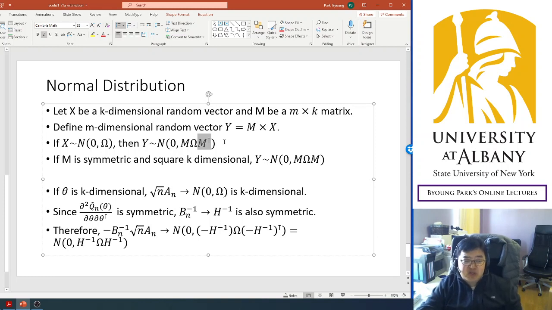And as a special case, if the matrix is a symmetric, square, k by k matrix, which means the transpose does not change anything, then you don't need to take the transpose. So in this case, you can simplify like this. If you understand this general property of a normal distribution, now you can apply that to our case.